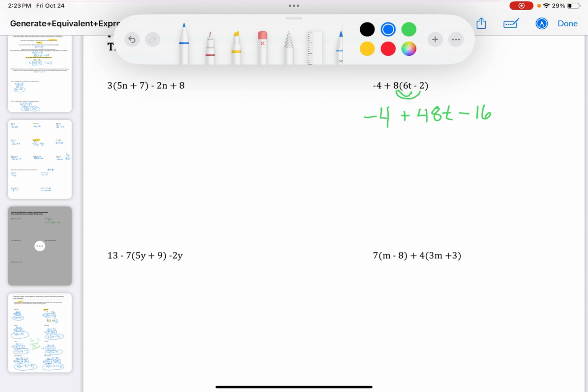Now I need to combine. So, 48t, that's all the t's. So that one's taken care of. And then negative 4 minus 16. Negative 4 minus 16 would give me negative 20. So I'm going to write minus 20. Final answer.